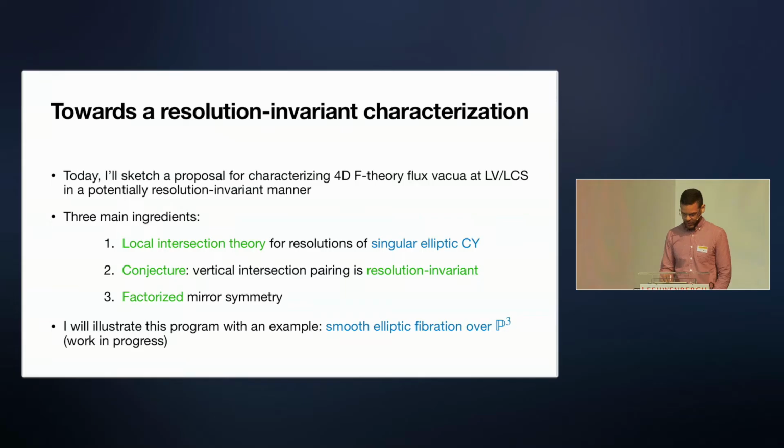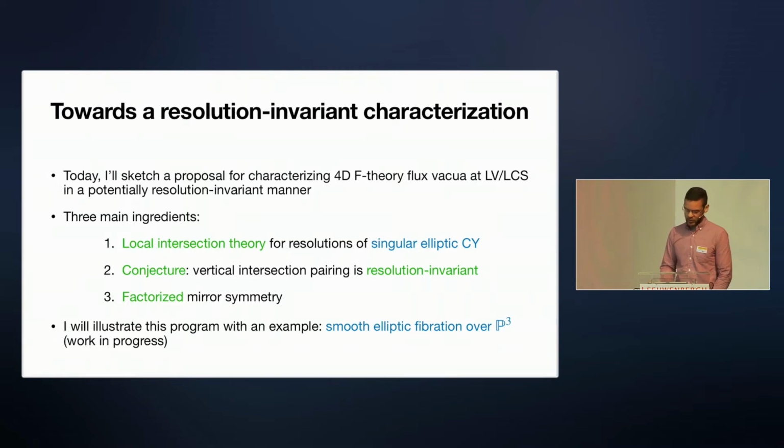The first ingredient is what I'll call local intersection theory for resolutions of singular elliptic Calabi-Yau. The second ingredient is a conjecture, namely that the vertical intersection pairing is resolution invariant, so it's really a datum, if you like, of the F-theory vacuum in the singular limit. And the third ingredient is going to be something called factorized mirror symmetry, and I'll explain in more detail what each of these three things actually corresponds to later in the talk.